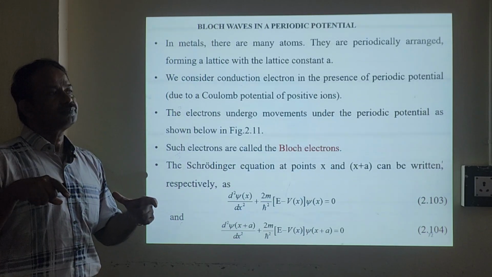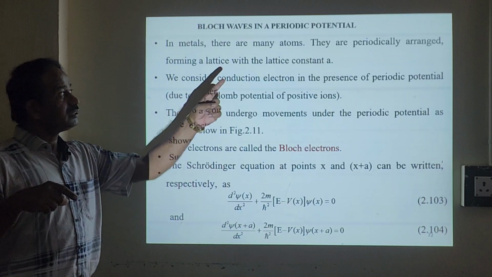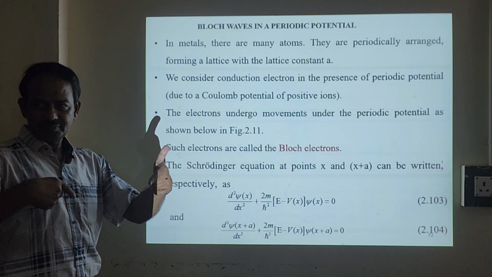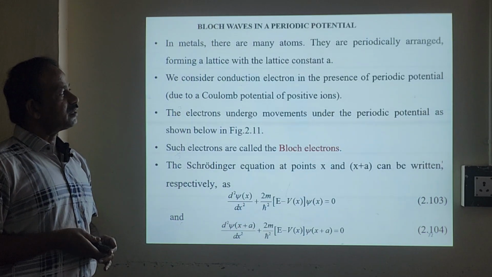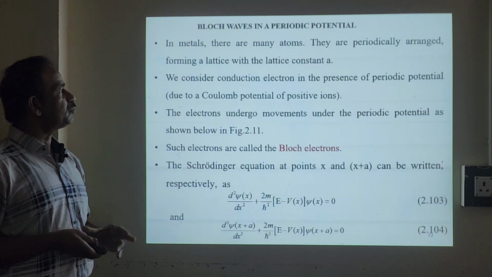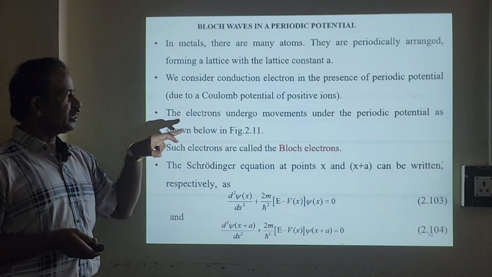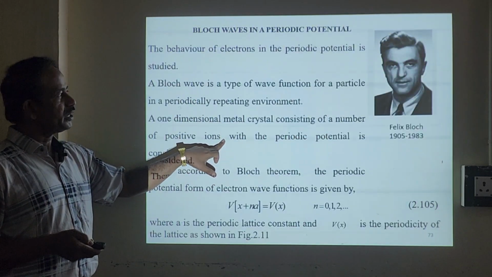So your periodicity is connected with lattice constant a. The distance between two lattice points is nothing but a. We consider conduction electrons in the presence of a periodic potential due to Coulomb potential of positive ions. The electrons undergo movements under the periodic potential as shown in figure 2.11.